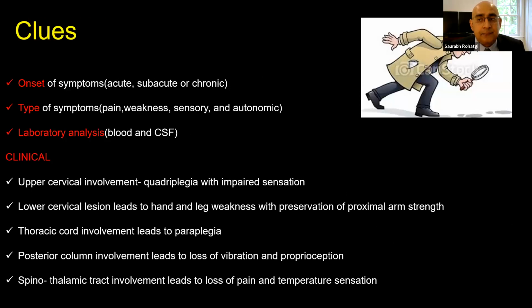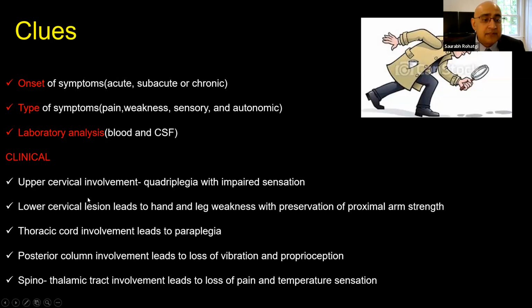With that, just to summarize on the clues to when you're approaching a case of myelopathy: look at the onset of symptoms, whether it's acute, subacute, or chronic, the type of symptoms, pain, weakness, sensory, or autonomic. Do relative laboratory analysis, blood and CSF.